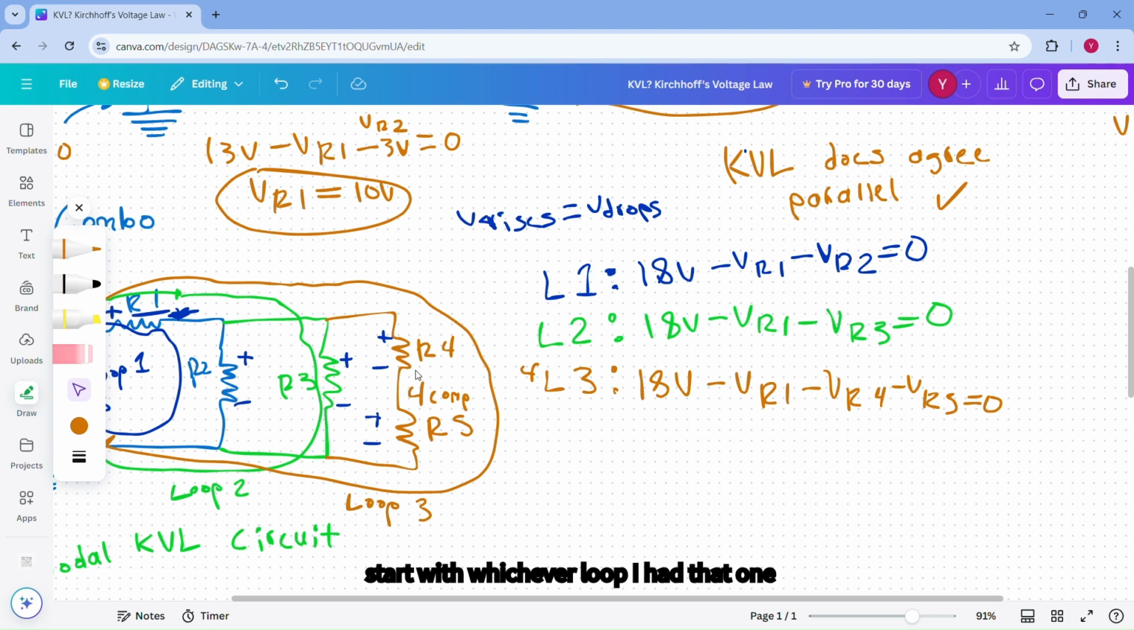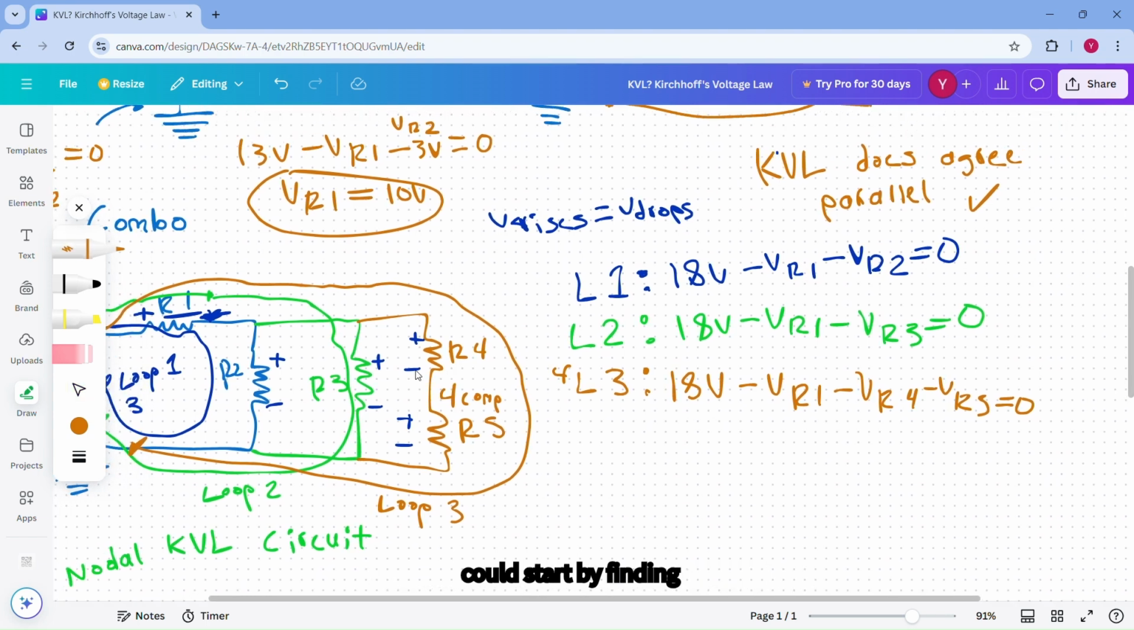Okay. If I was given 1 other voltage value, I could start with whichever loop had that one unknown. If they gave me VR1, I could start by finding VR2 and then work my way down with new information I learned. In this case, we're just setting up the equations, so it's not too useful to us, but it's good to see how this process can work and help us.